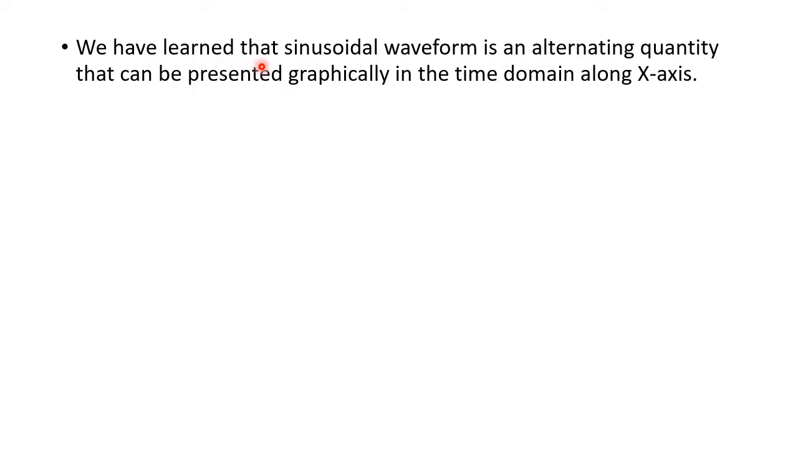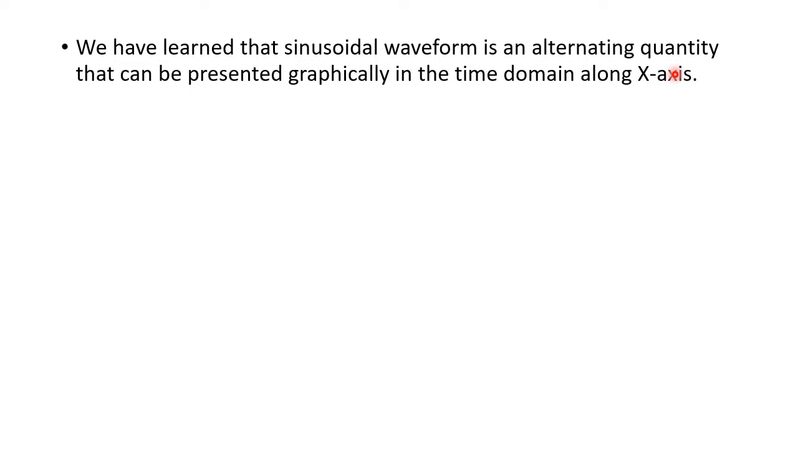We have learned that sinusoidal waveform is an alternating quantity. Mark this word, alternating quantity, that can be presented graphically in the time domain along the x-axis. So what does the alternating quantity mean? Alternating quantity means that with the help of the x-axis, the value of y is alternating. It is changing with time.